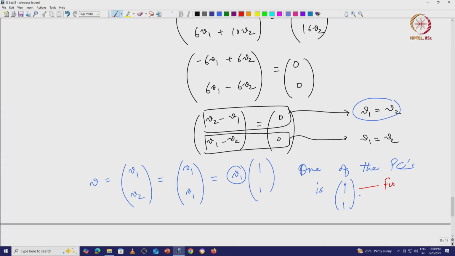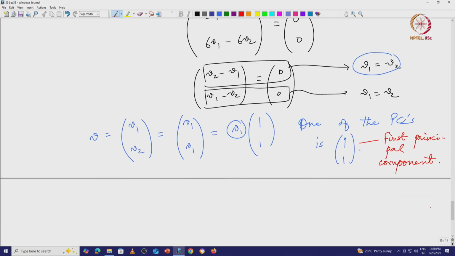So, this is indeed the first principal component, since we have used the larger eigenvalue as it corresponds to the largest eigenvalue.